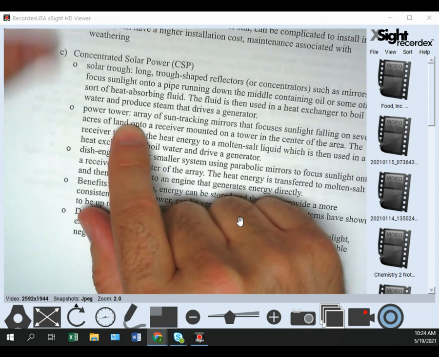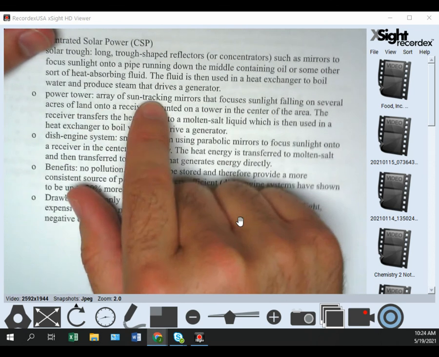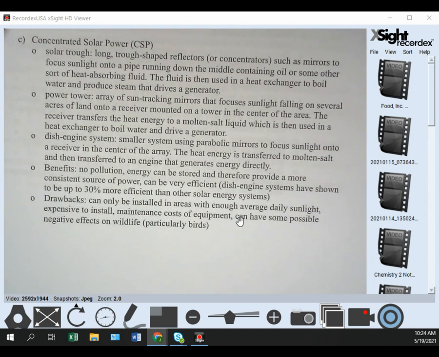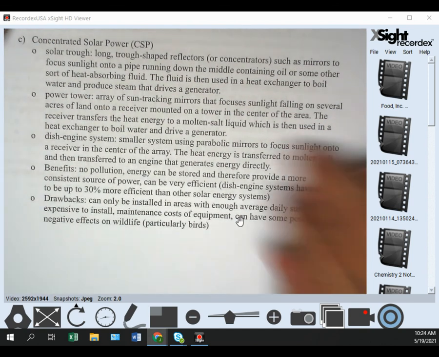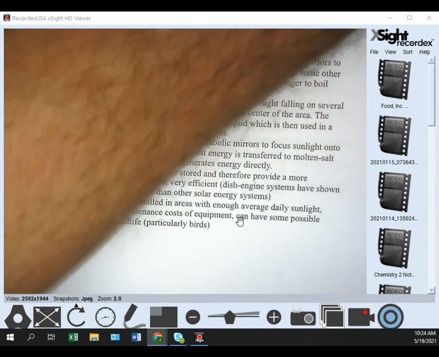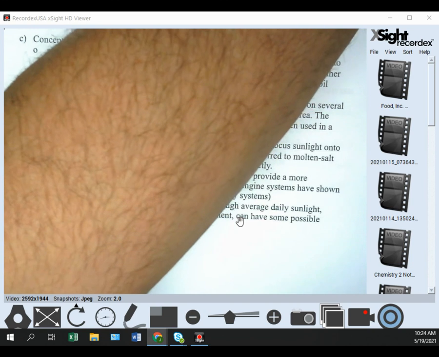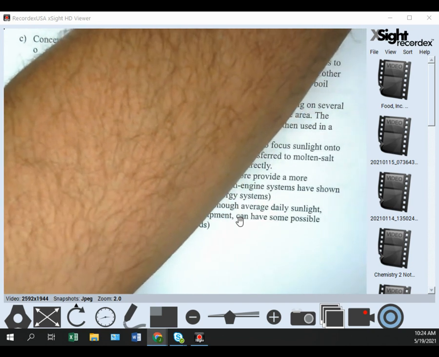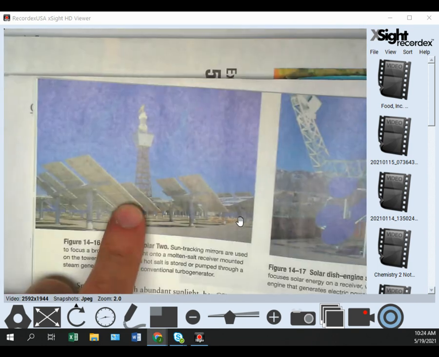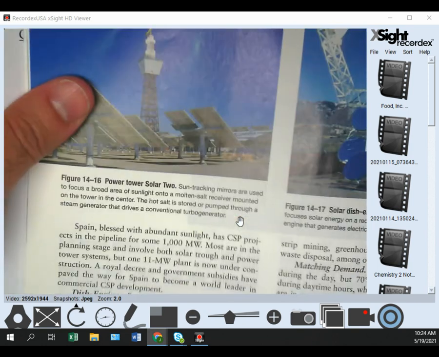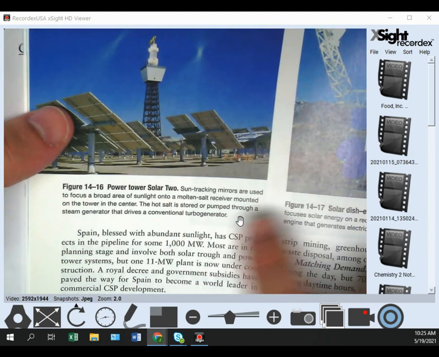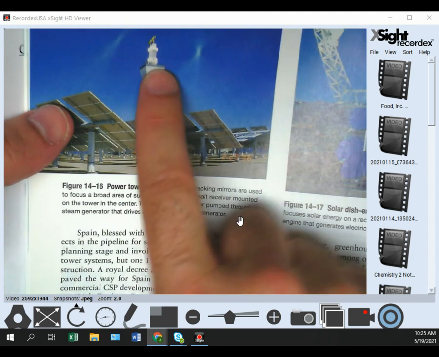There's something called a power tower. It's an array of sun tracking mirrors. Sun tracking mirrors are mirrors that will shift with the sunlight and focus it onto a receiver. Pretty sure they had an example. Oh yeah, here you go. Here's a power tower. In the power tower, you get all the mirrors concentrating it onto a receiver that's mounted in this.